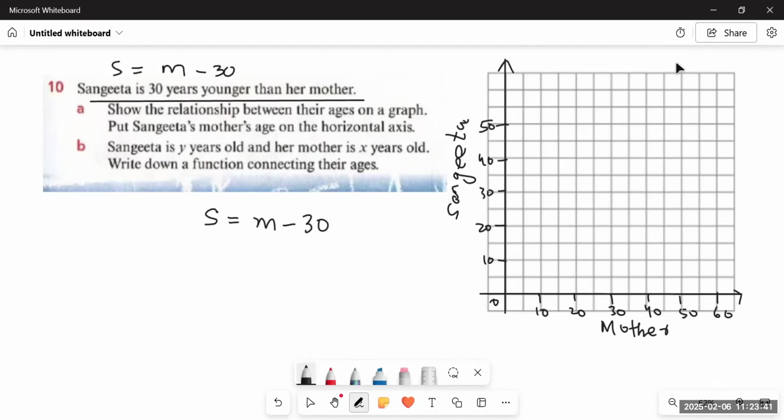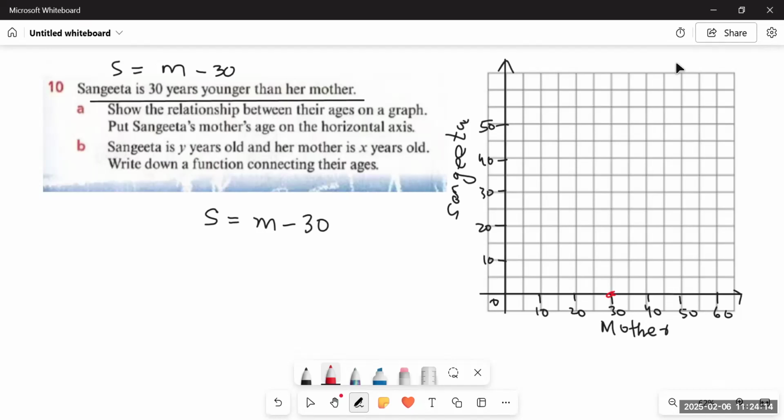Since Sangeeta is 30 years younger than her mother, it means at the age of her mother as 30, Sangeeta was born. Sangeeta was 0 years old when her mother was 30 years old because there is an age gap of 30 years. And whenever a child is born, he is 0 years old. It means when Sangeeta was 0, on the x-axis, her mother's age was 30. We can mark this point. This is the first point, right?